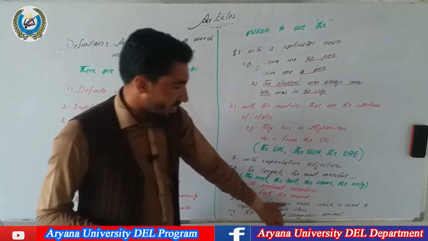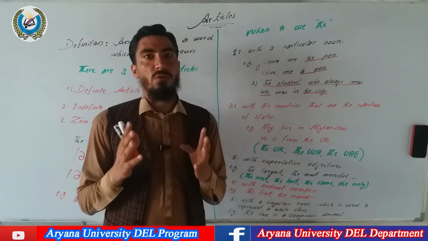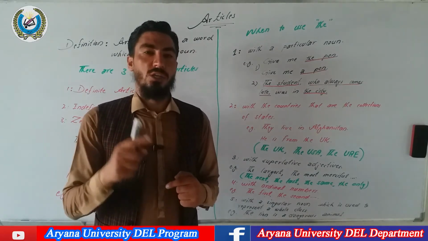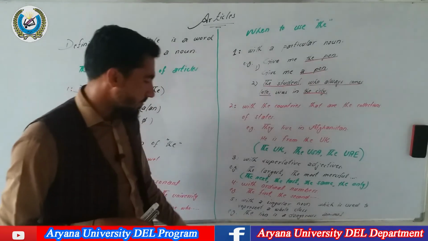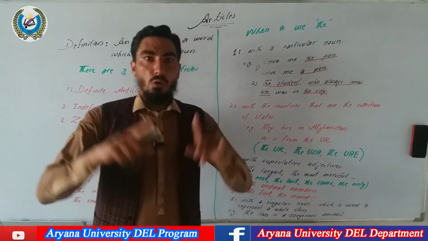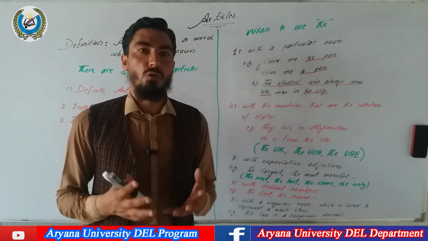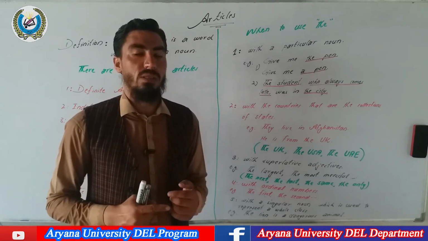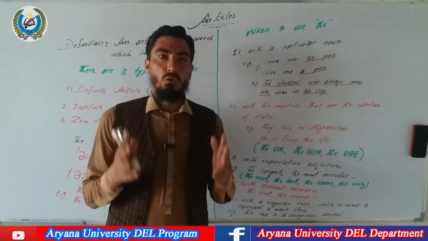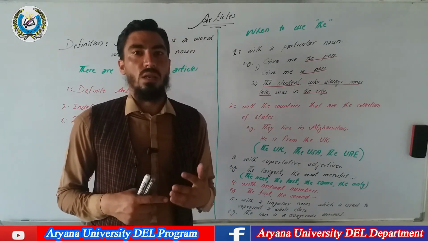Number 5, with a singular noun which is used to represent a whole class. Sometimes we are talking about a particular group of things, but we use a singular noun which refers to the group. So that time we should use the definite article the. Look at the example. The lion is a dangerous animal. Now we are talking about the whole group of lions, but we use a singular noun which represents the whole group. So I should say the lion is a dangerous animal, not lion is a dangerous animal. A lion is a dangerous animal, but here I mean the whole group of lions. So the word lion represents the whole group of lions. That's why the definite article the should be used.